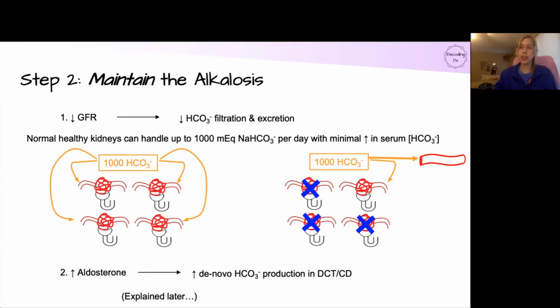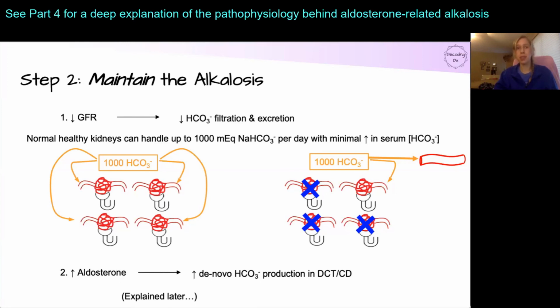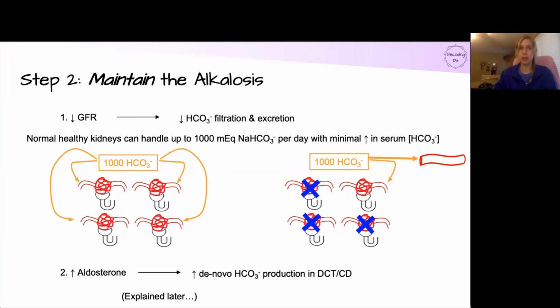Importantly, another trigger that can contribute to this is an elevated aldosterone. The physiology of why we have an elevated aldosterone and how this leads to bicarbonate will be explained later. But for now, just note that this can contribute and exacerbate the state of a metabolic alkalosis.